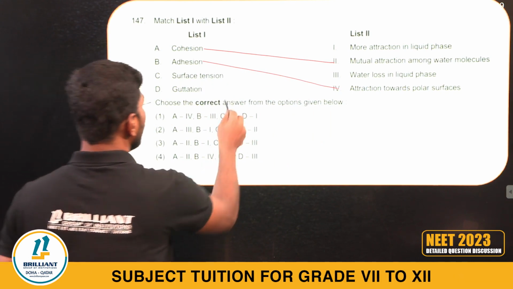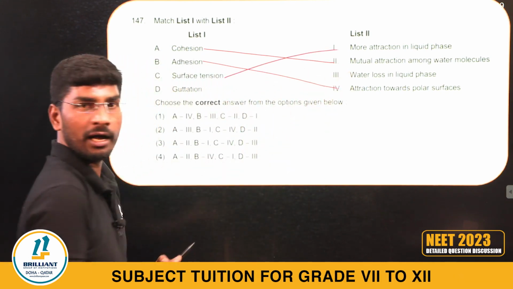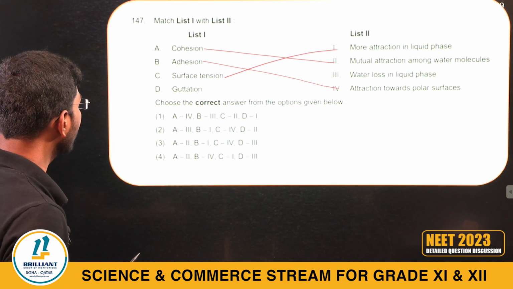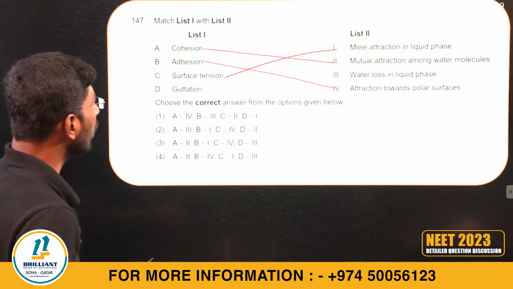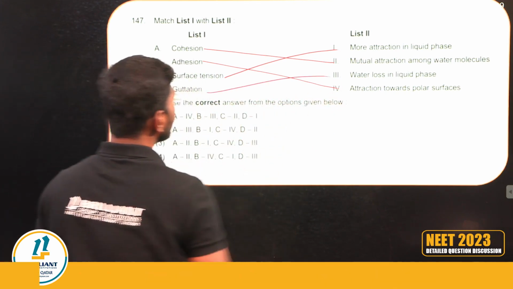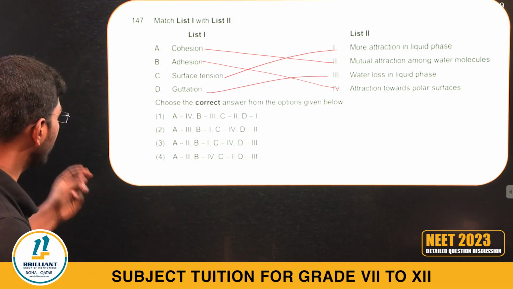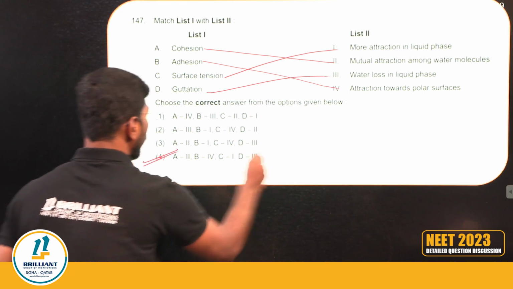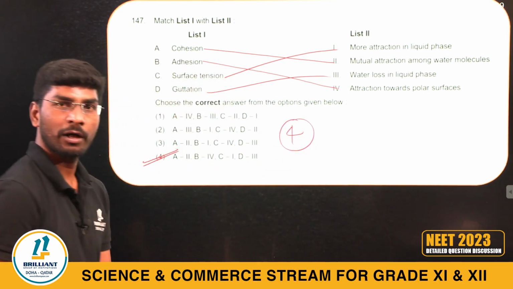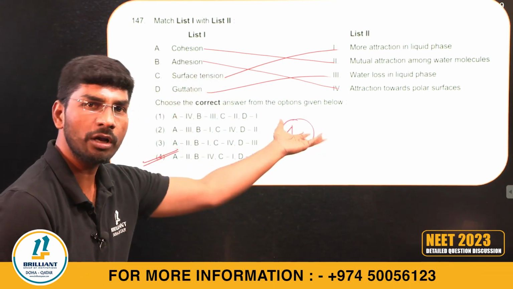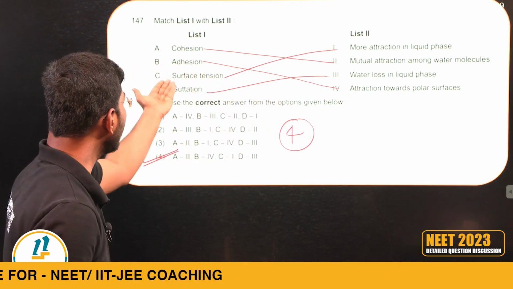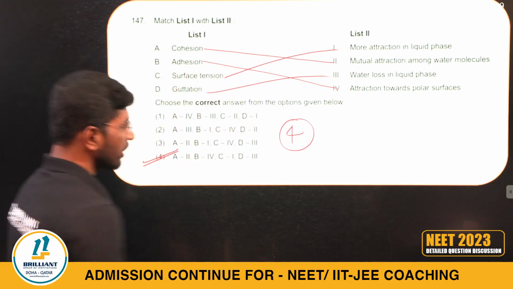Surface tension is more attraction in the liquid phase, and I can go with what? Tell me, guttation, water loss in the liquid phase. So the answer will be 2, 4, 1, 3. Option 4. Simple question. Long distance transport, what they call cohesion, adhesion, surface tension and guttation.